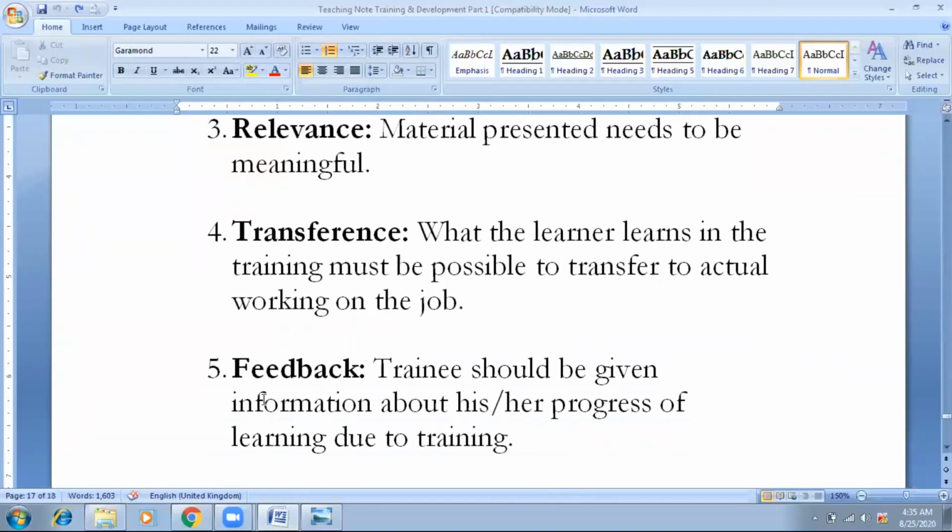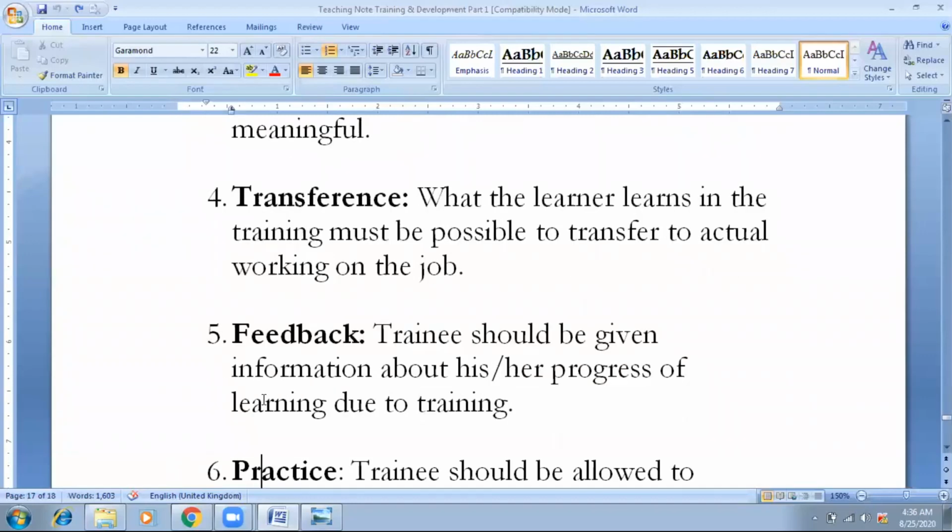Next learning principle, that is feedback, pratiposhana. The trainee should be given information about his or her progress of learning due to training. The trainer can simply tell how well the trainee is doing. Feedback gives the learner information about his or her progress on learning. The weaknesses and the strengths of the learner can be given through feedback. So feedback is a very important principle of learning.